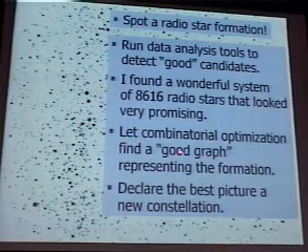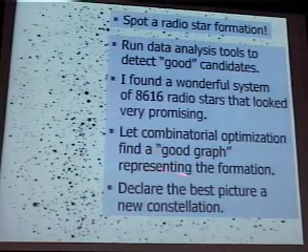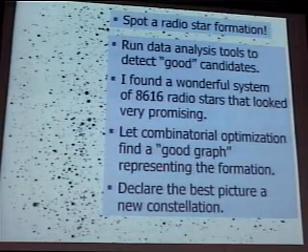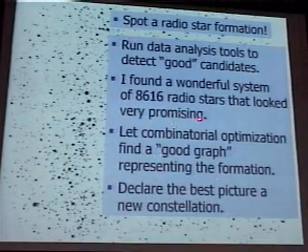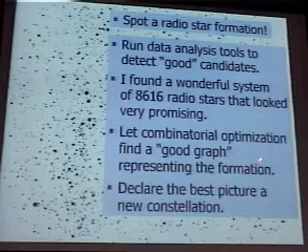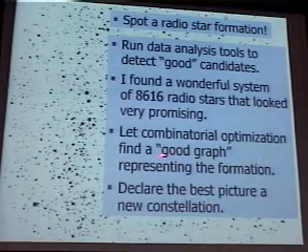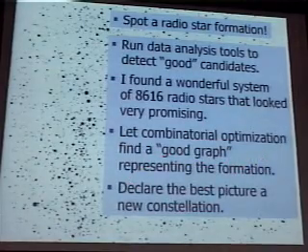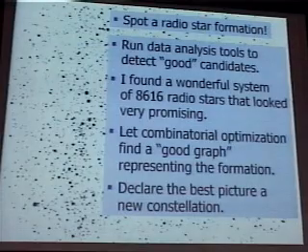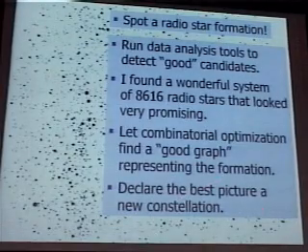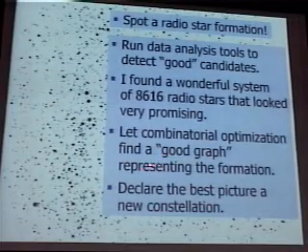Well, you let combinatorial optimization find a good graph representation of the formation. And the best picture is the new constellation, of course. So what did I do? After I found this constellation, I ran traveling salesman algorithms, and I would like to declare now the best picture a new constellation. And you see the best picture coming up on the right-hand side in the sky. This is exactly the solution of the combinatorial optimization problem, the TSP, representing this formation.